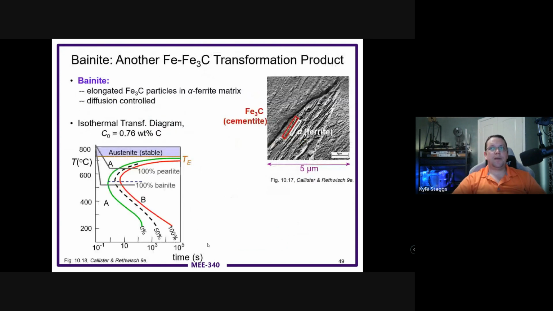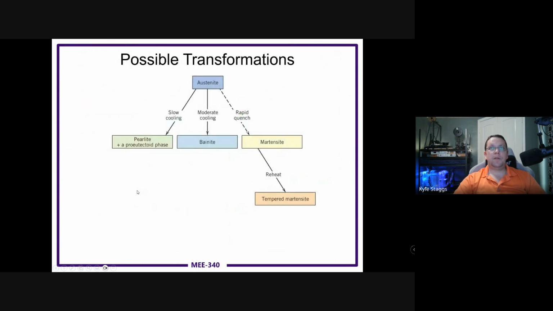So that's what this is referring to. In order to form a lot of this eutectoid perlite, you're closer to that temperature. Moderate cooling is going to give you more bainite, somewhere kind of in between, right? So this is a different material in between. The rapid quench is what's going to drop you directly into another structure called martensite, and that's the really hard stuff.